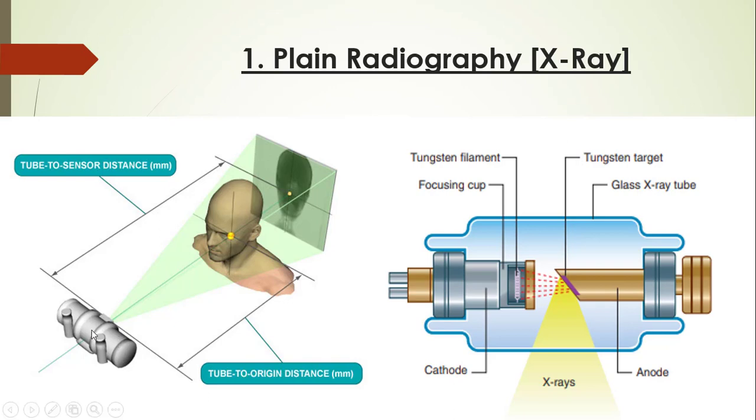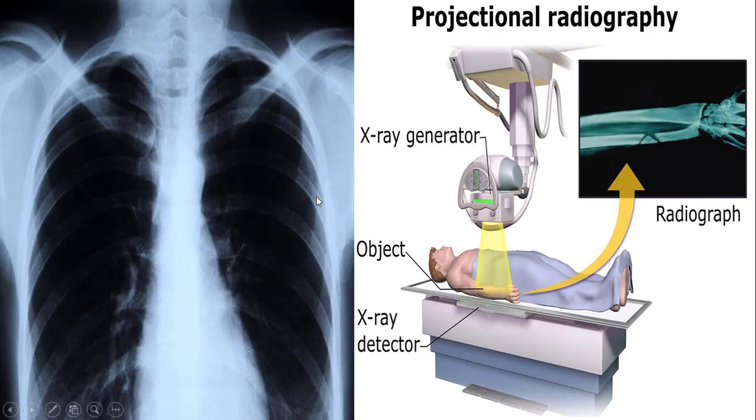Now, this is an X-ray generator. This is the X-ray film. And the distance between the film and the generator is called the tube to origin distance. In most instances, it's 1 meter. As X-rays pass through the body, they interact with the photographic film. If the area to be imaged has lots of air, as we can see in the lungs, X-rays will interact with the photographic film the most and will produce a black color.